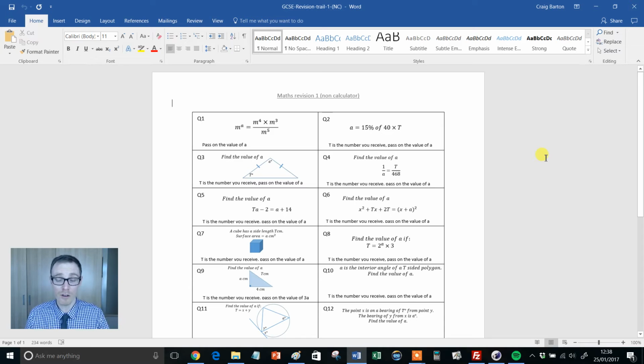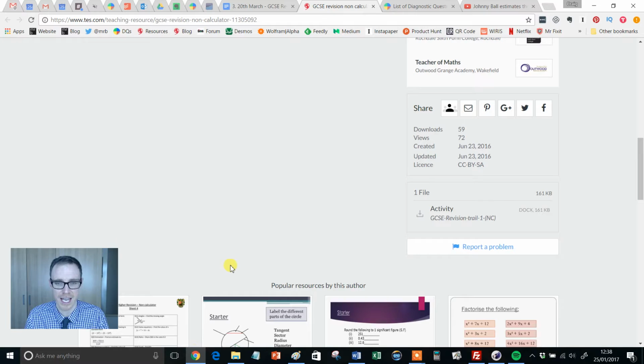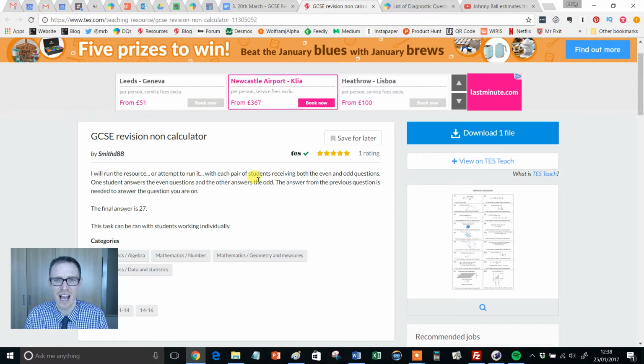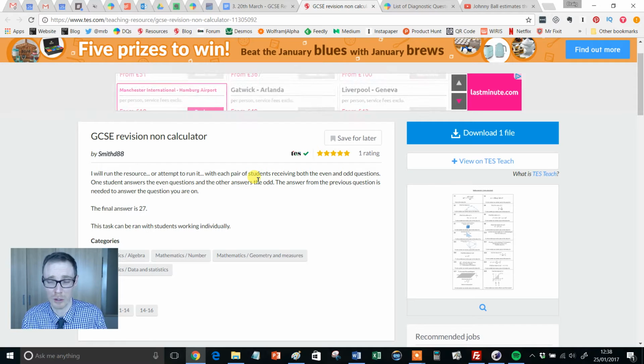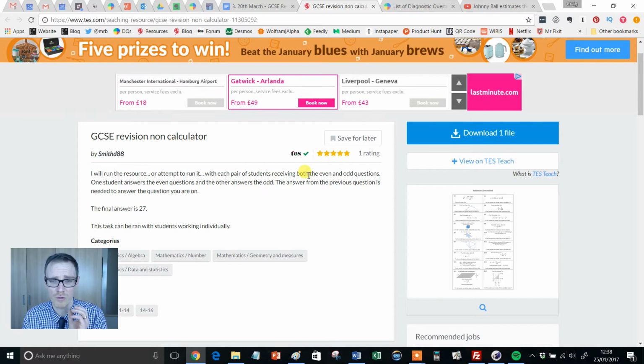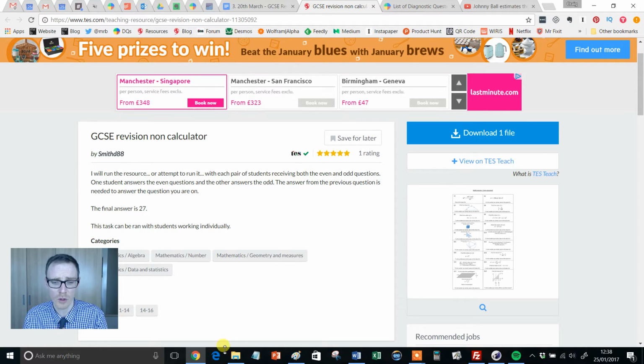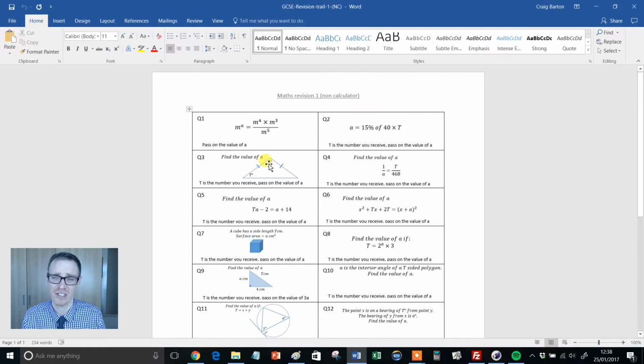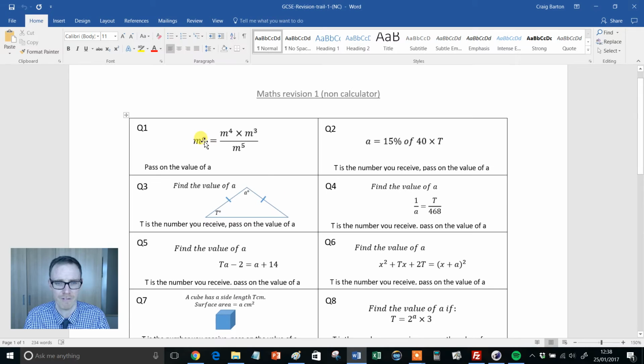Now, going off the instructions that Smith D88 says here, you pair the students up, and one student receives the even questions, one student receives the odd questions. And the idea is, say you're the first student, you work your way through question one, so you've got to find the value of A. If I just zoom in a little bit so we can see that, find the value of A. So you use your knowledge of laws of indices, get the value of A, and then you pass that value of A on to your partner.